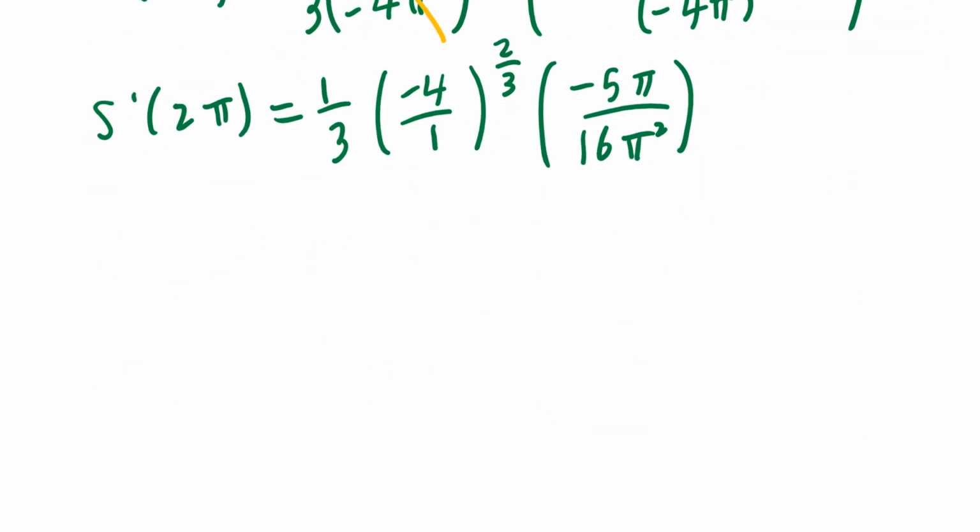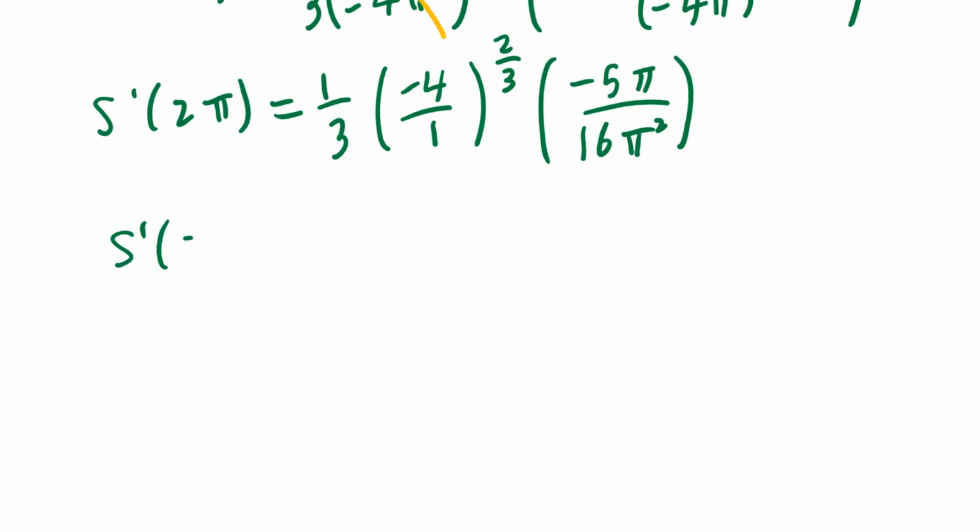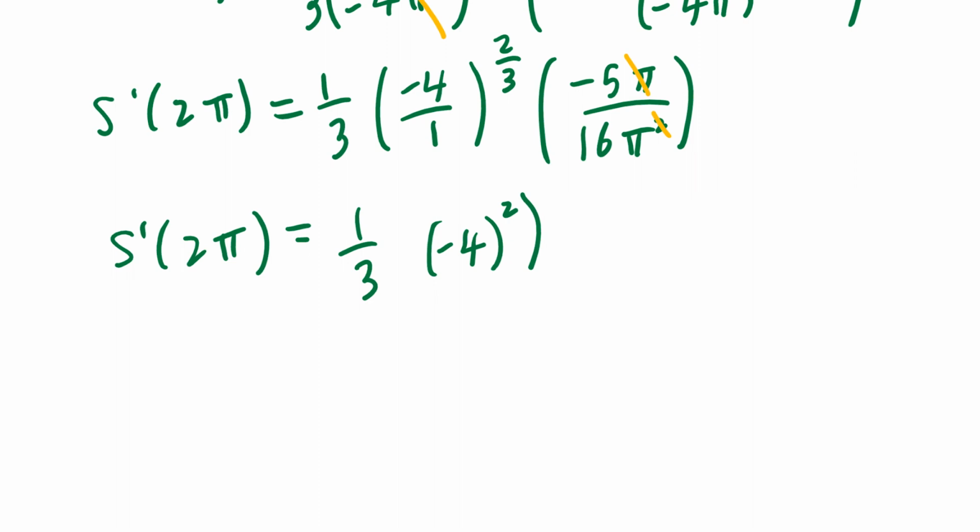Now, when I work it out, s prime of 2 pi equals, again, there are a couple ways of doing this. I'm just going to show you one method. So I go back, I can cross out pi divided by pi. I can also go back and copy 1 over 3. When I think about negative 4 to the power of 2 over 3, what I'm thinking is I'm going to square this first. Then I'll take the cube root of that, and I'm going to multiply this by negative 5 divided by 16.